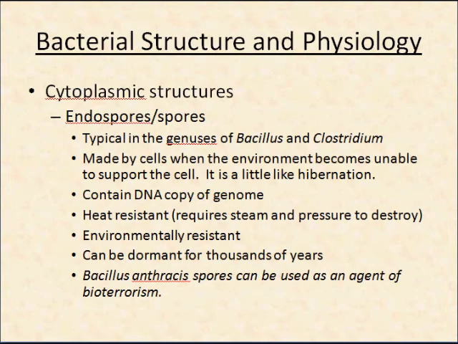Some bacteria have the capacity to make an endospore. That is a structure that contains the DNA of the cell, and it makes these when the environment is getting nasty enough that the cell may not survive. This is really typical in genuses of Bacillus and Clostridium, and these microorganisms can be pathogenic.